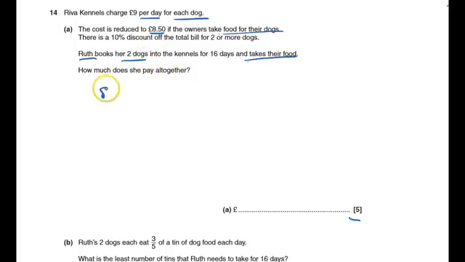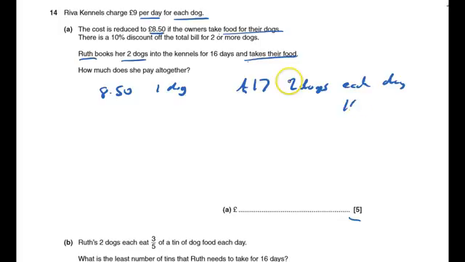Well, she's got £8.50 for 1 dog. And therefore, double it, that'll be £17 for 2 dogs each day. And she's got 16 days. So I'm going to have to do 17 times by 16. And it's worth putting down my calculation so I get some marks for that. If I'm going to do this, I will probably do Napier's Bones method.